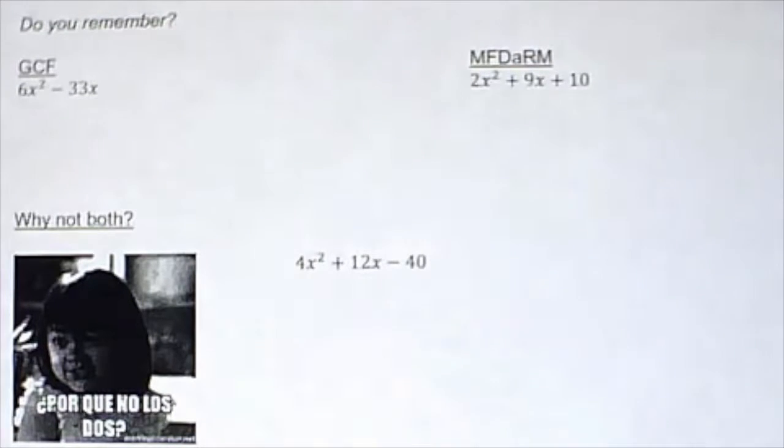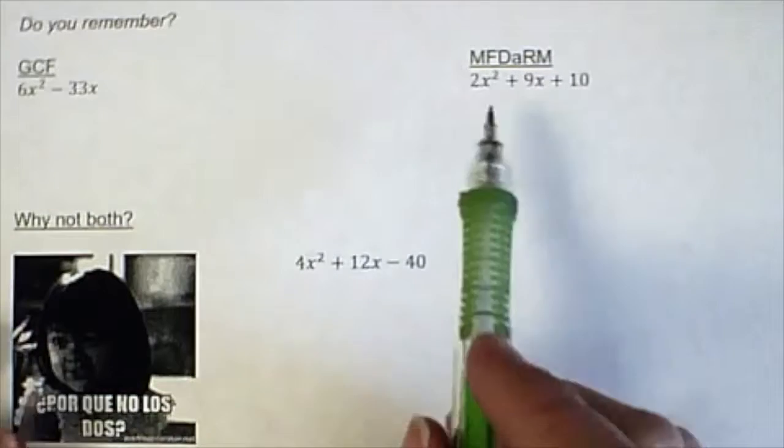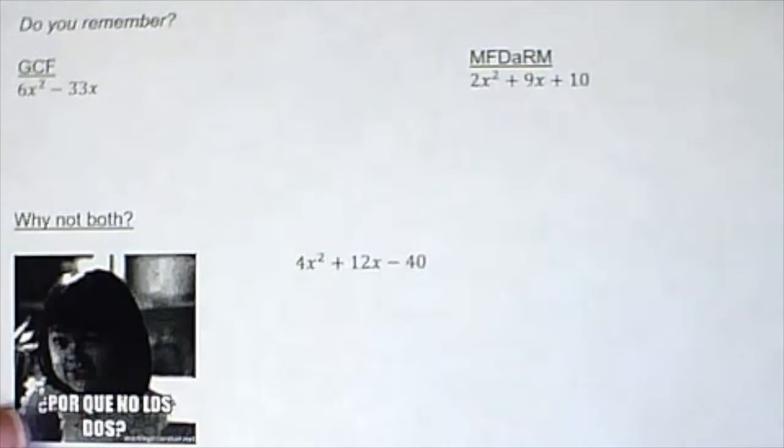In your video today, I want to help you remember some things about factoring. We've previously talked about how to factor using the greatest common factor. We've also talked about how to factor trinomials using my father drives red Mustang. But today I want to talk about combining those two things.